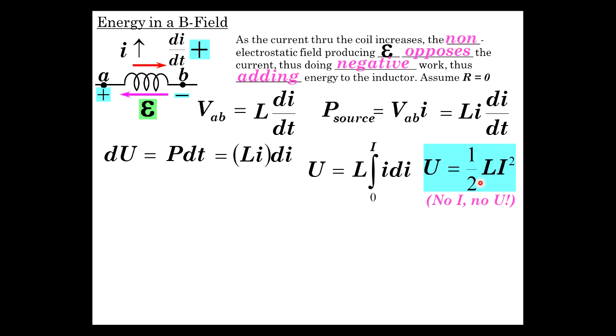So here it is again, like 1/2 mv squared. L is like the mass, I is like the velocity. So this form shows up once again. So that is the potential energy associated with a current in an inductor. And of course, a current in an inductor really produces a magnetic field. So that's perhaps more fundamentally where the energy is.